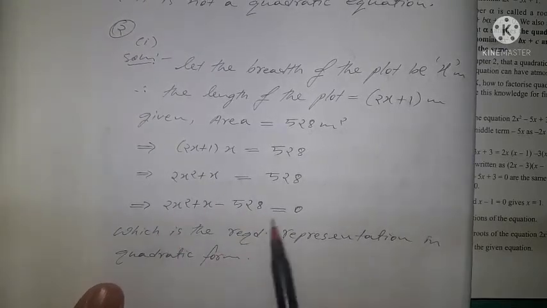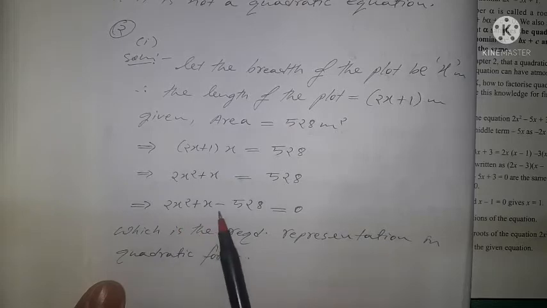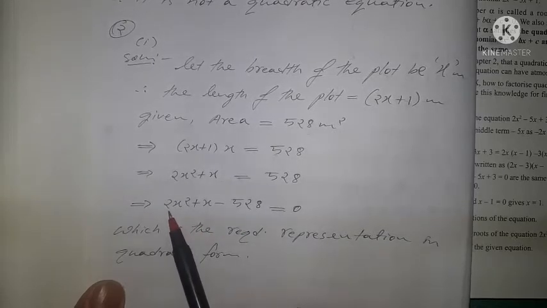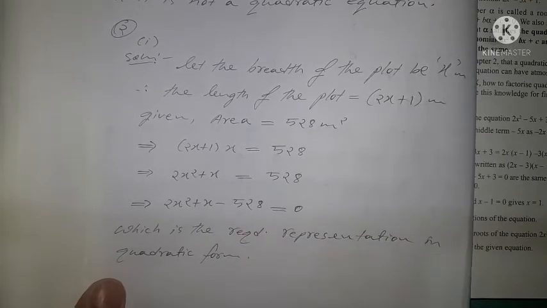So this is a quadratic equation, as it is in the form of ax square plus bx plus c, where the value of a is 2, the value of b is 1, and the value of c is minus 528. So this is the required representation in quadratic form.